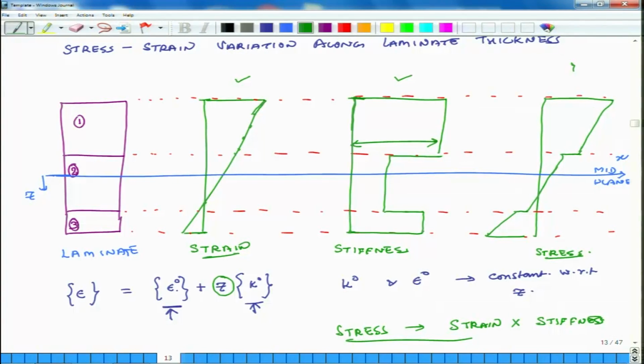So, strains are continuous across the thickness, stiffness is discontinuous across layers but constant within a layer, and stresses are discontinuous across layers but continuously and linearly varying within a particular layer. And this understanding is very important, because when we do advanced calculations on composites, we will use it to understand the physics of several important problems. So, this is the first part of what we wanted to do today.